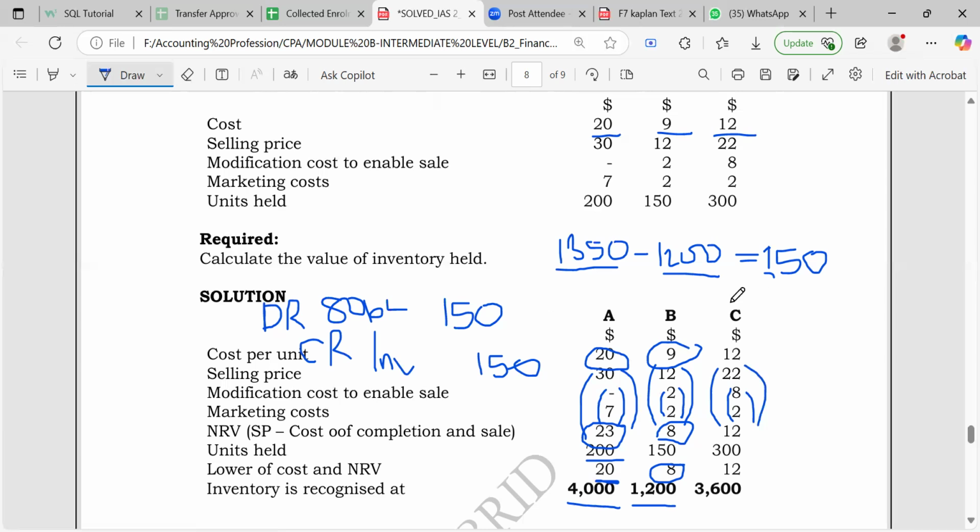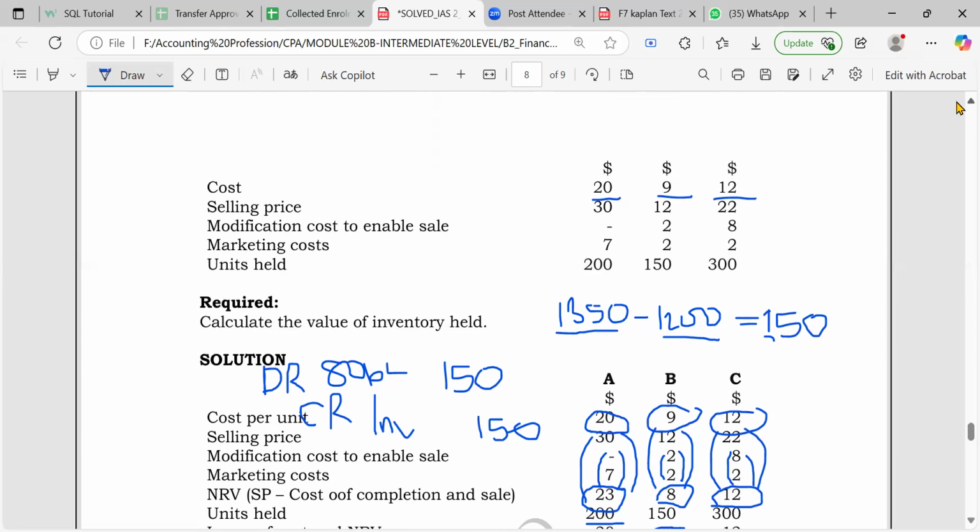What of inventory C now? Inventory C, the cost was 12 per unit, and the net realizable value is how much? 12, right? So no change. Yes, no change. I would be indifferent in simple terms, and don't have to do any double entries. You get that? Okay, that's good. If you got that, that's good.